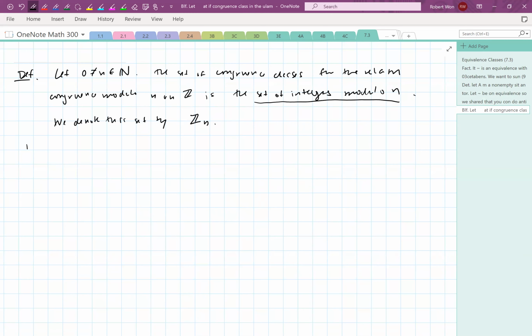Okay, what do I mean by this? Let's give an example. If I look at Z sub 5, Z sub 5 is the set of congruence classes for the relation congruence modulo 5. There are exactly 5 of them. Z sub 5 consists of the equivalence class of 0, the equivalence class of 1, the equivalence class of 2, the equivalence class of 3, the equivalence class of 4. That's Z5. It only consists of 5 things.